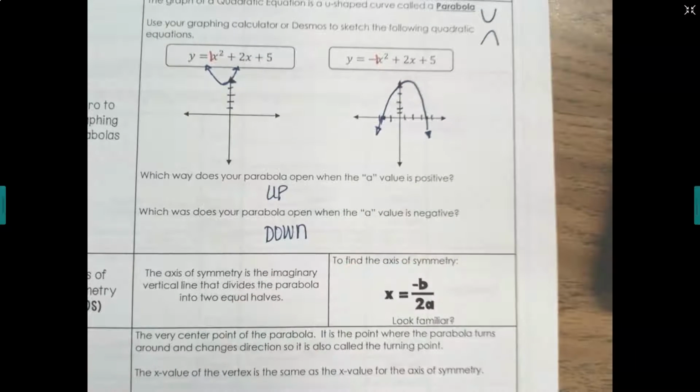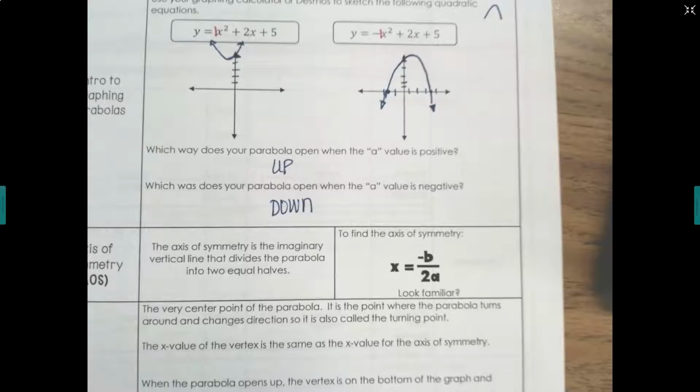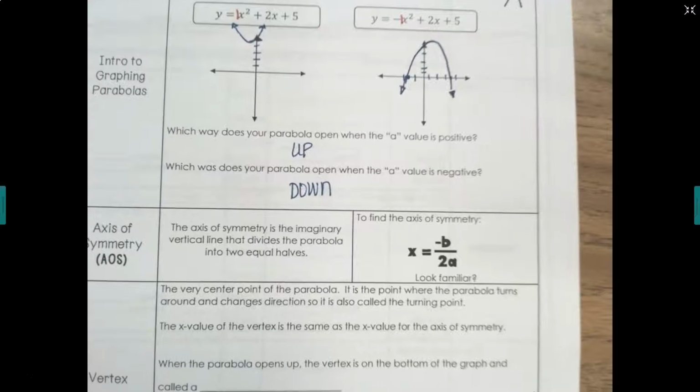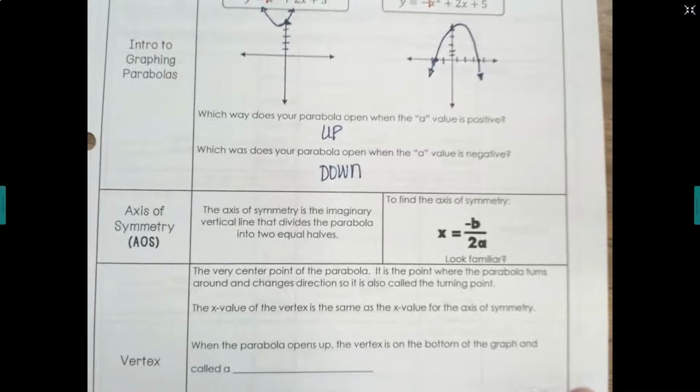Okay, so that's just a quick way before we start graphing that we know which way the graph is going to open, up or down. One of the characteristics we want to talk about. So a characteristic is a way to describe the graph to somebody who can't see it.